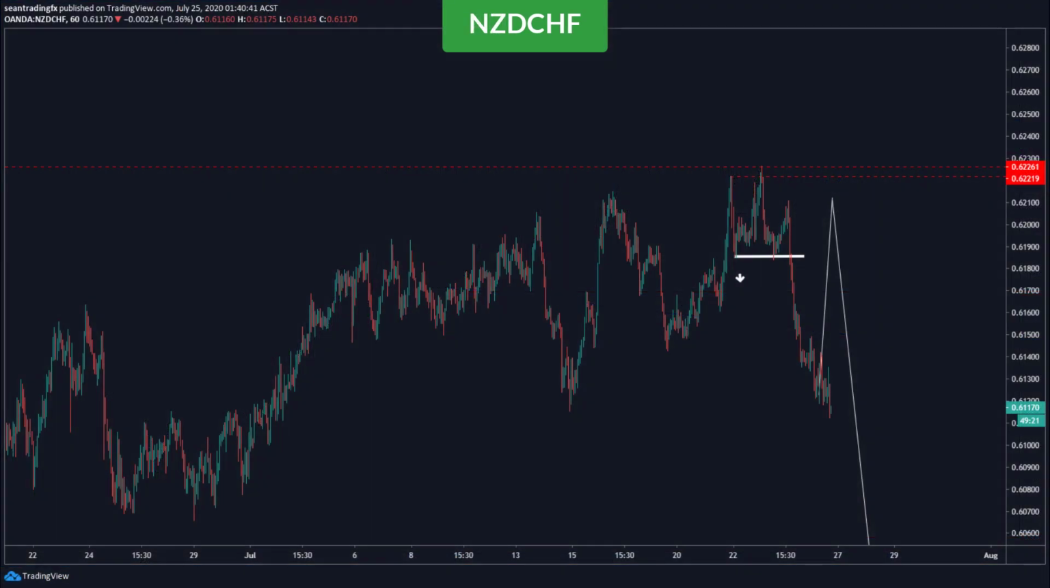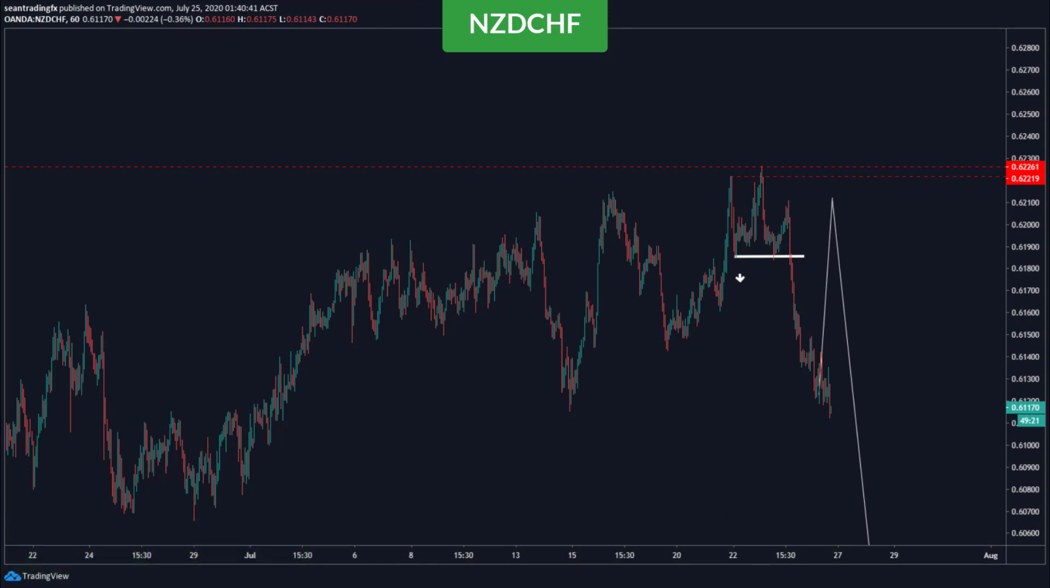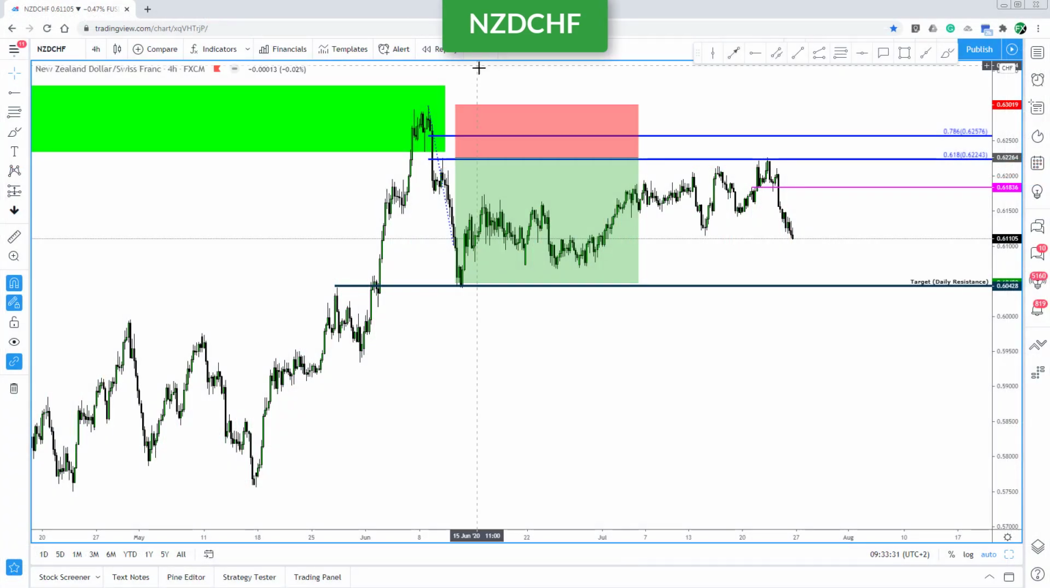Next up, we're going to be looking at New Zealand Swiss franc. This was submitted by Sean in our trading room, and he's got one of our reversal patterns marked off here. If I can just switch to my TradingView, this was actually one we also shared, I think on the 11th of June, and again it took about 3 weeks to get there. Similar to the Aussie dollar Swiss franc, we got to these levels that we were waiting for, and then we had the reaction.